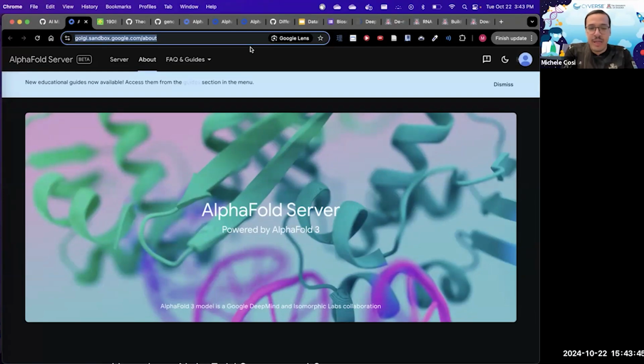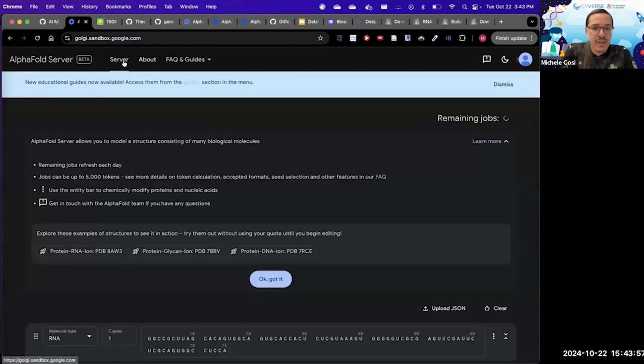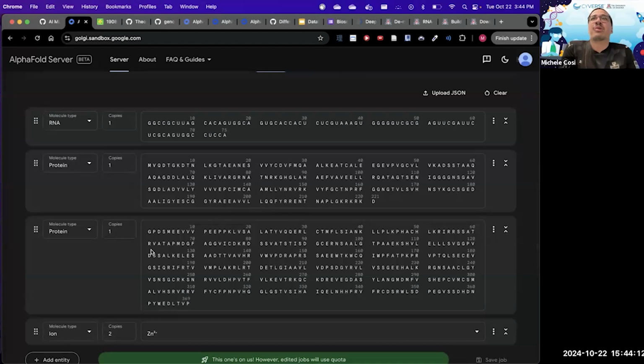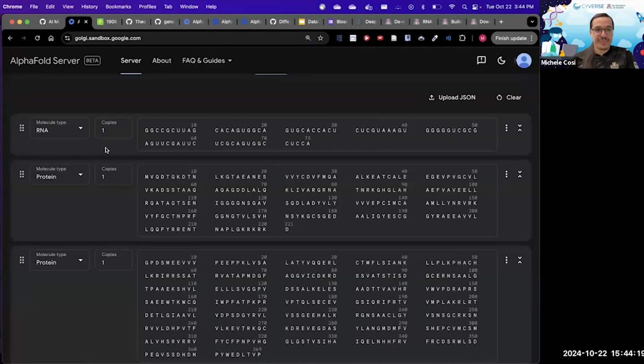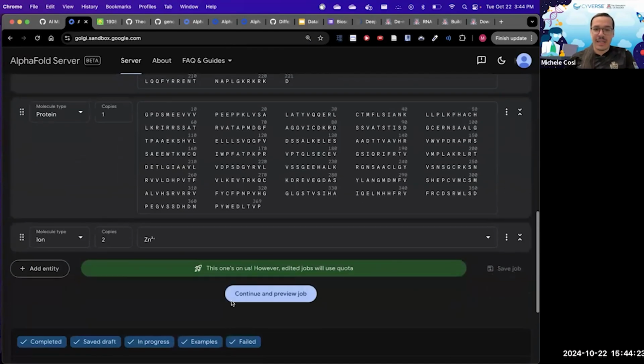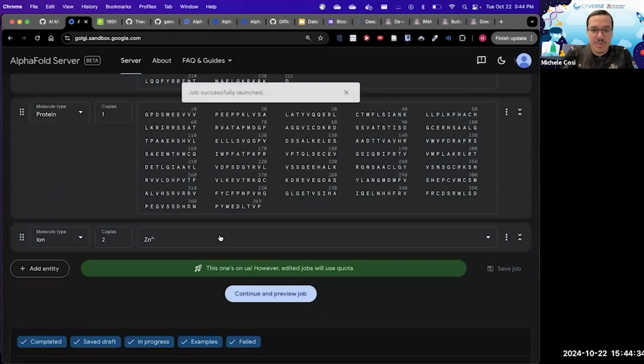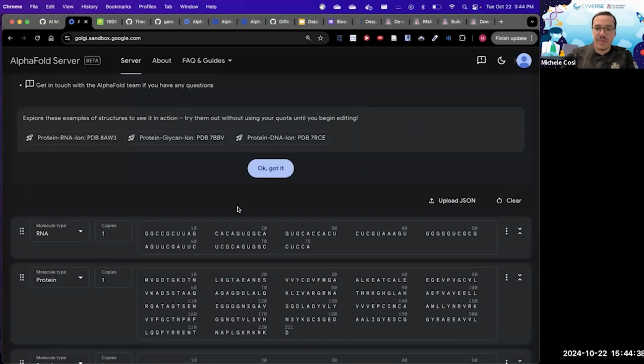And this is the AlphaFold free server. You may need to register for it, or you can use your Google credentials to get into it. I can't see because of Zoom. You can click straight on the server itself, where I already have loaded a sequence right here. It's one of the sequences that they have provided, the RNA prion sequence. If this is not your first time looking at protein sequences, this is what a protein sequence looks like: a bunch of amino acids put together. You can click on continue and preview my job. Now I'm not changing anything around, but I can go ahead and show you what it looks like. Job successfully launched.